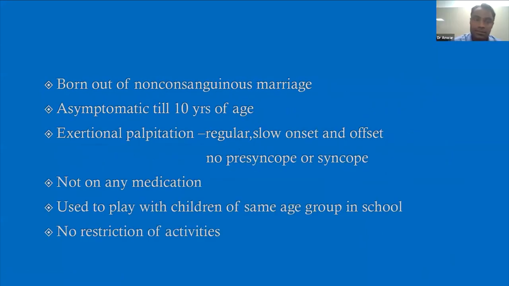Coming to his present illness. He was born out of a non-consanguineous marriage. He was asymptomatic till the age of 10 years. You are not audible. He started experiencing exertional palpitation at the age of 10 years. Can you just go back to your first slide, please? Slow onset and offset with no associated pre-syncope or syncope.